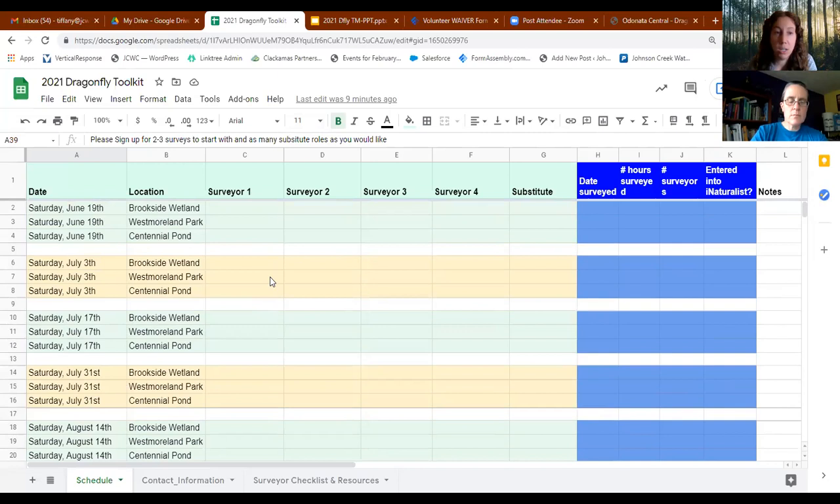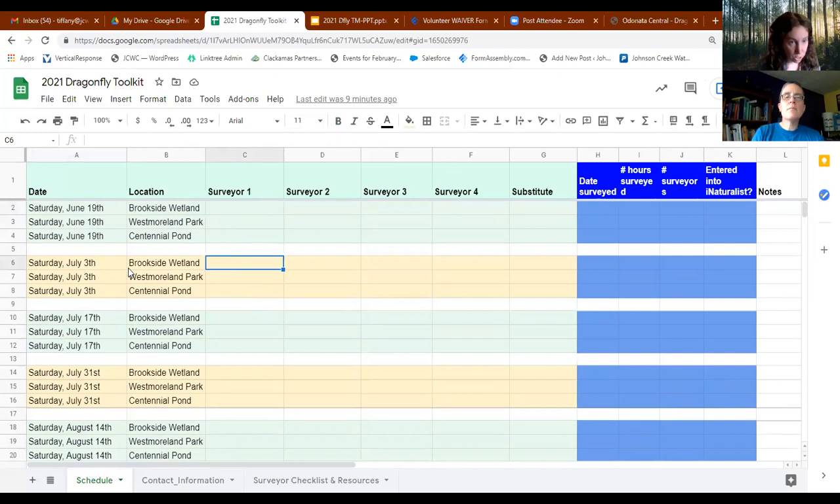And then you're going to be able to actually go through and write down your name and sign up for a survey. The way that we're doing the surveys is we've got them set up Saturdays every other week. Let's say I want to do the July 3rd. I might write my name. And for now, we're going to have people sign up for 2 to 3 surveys, and then you could sign up for as many substitute roles as you want. And then after everyone's gotten a chance to at least do 2 to 3, then if people want to do more, we can open that up. But I want to make sure everyone gets a chance to sign up for some things. So I'll sign up for one, I'll sign up for another one there.